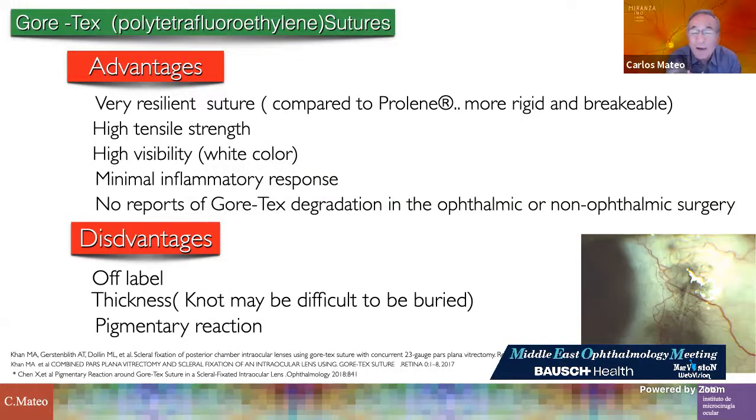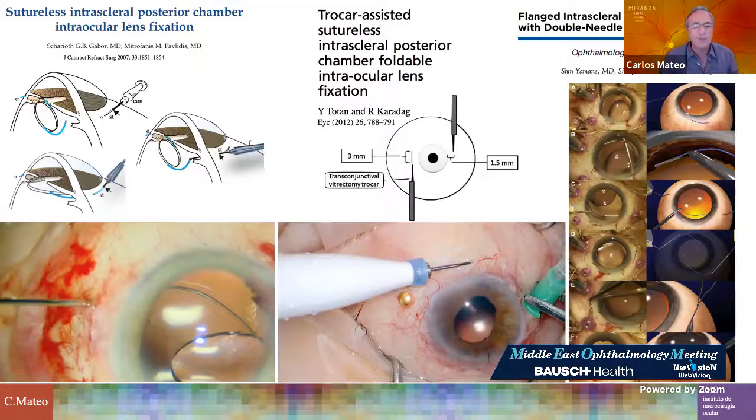The advantage of using Gore-Tex is that it is a very resilient suture compared to Prolene, which is more rigid and breakable. It has a high tensile strength, high visibility, is white in color, with minimal inflammatory response. To my knowledge, there are no reports of Gore-Tex degradation in ophthalmic or non-ophthalmic literature. The disadvantage is that it is an off-label suture for the eye, its thickness, as I told you before, may make it difficult to bury, and a pigmentary reaction has been described in one patient.